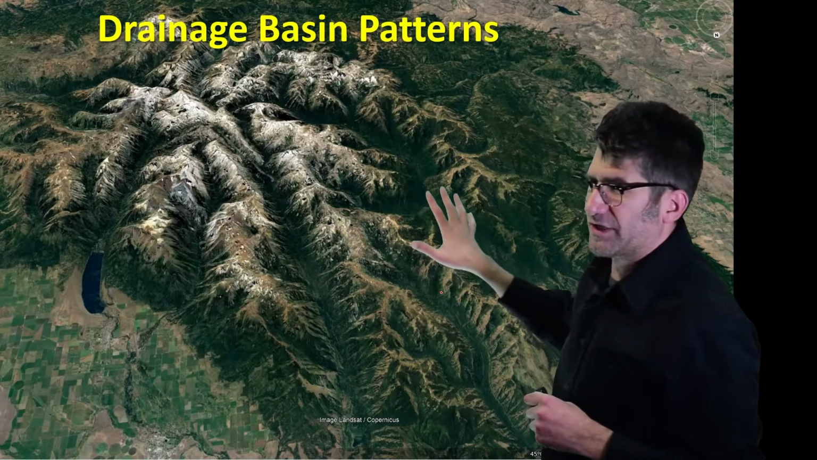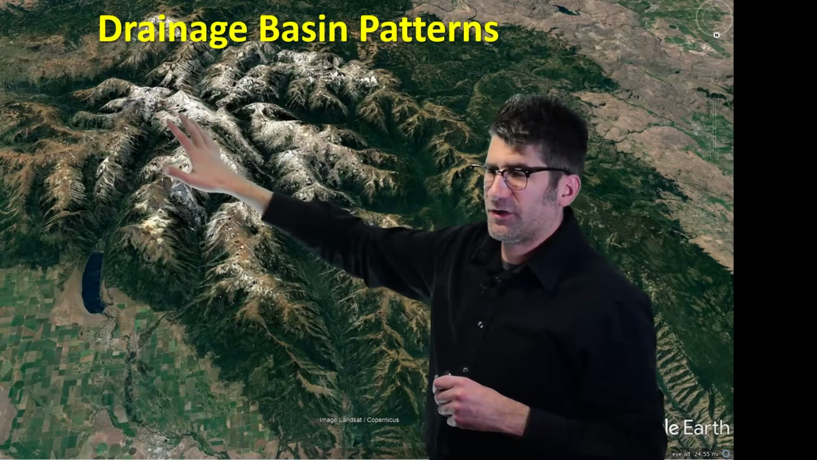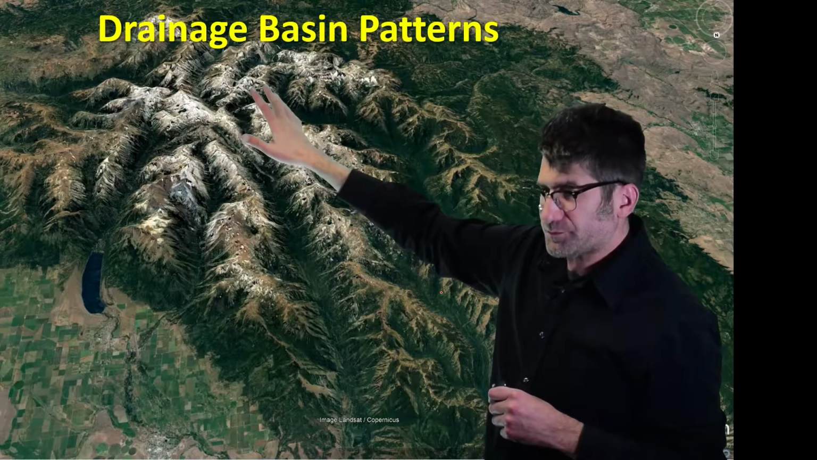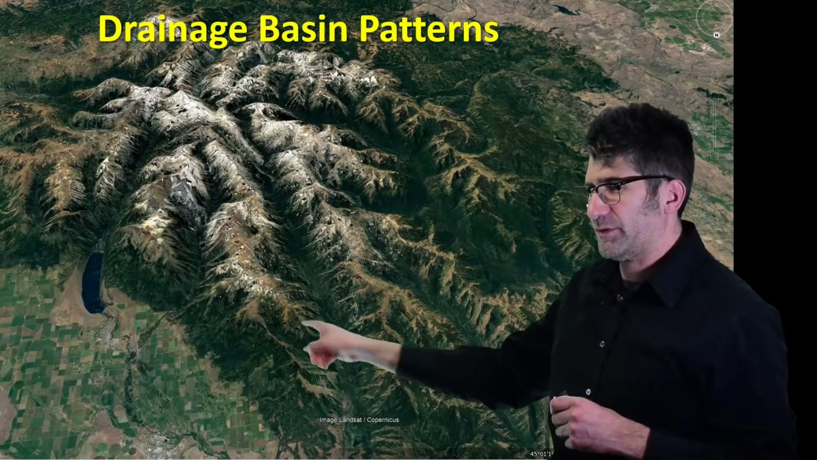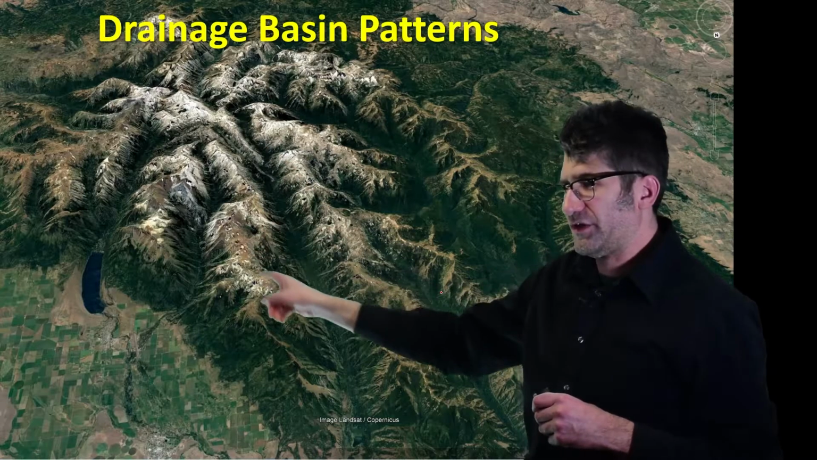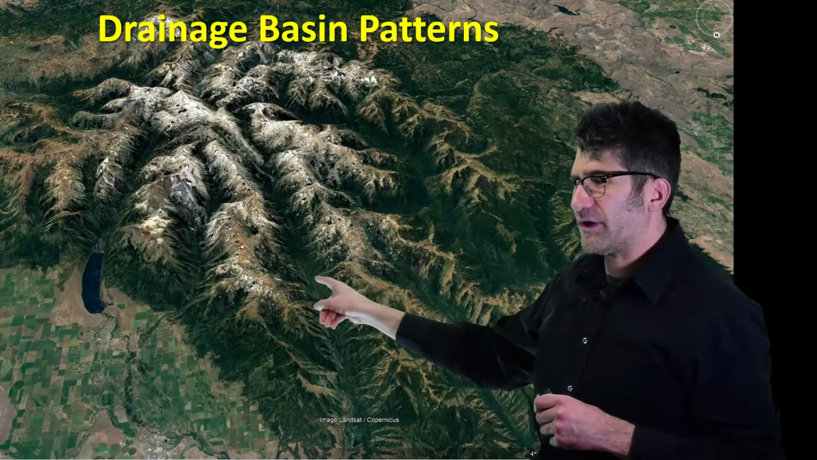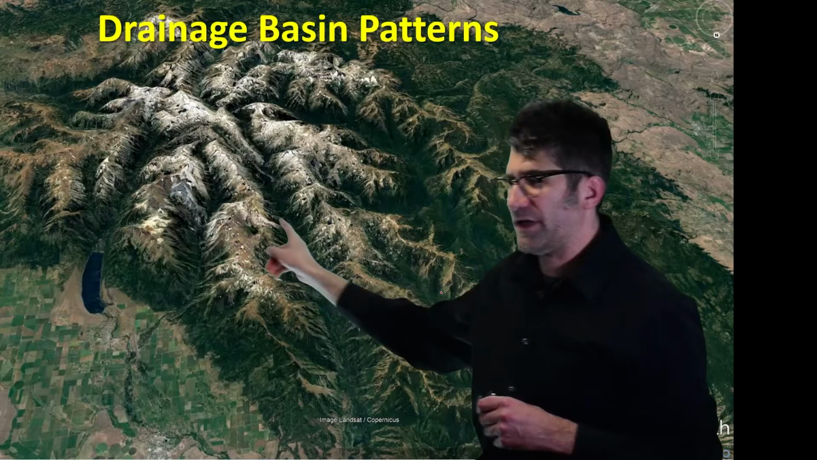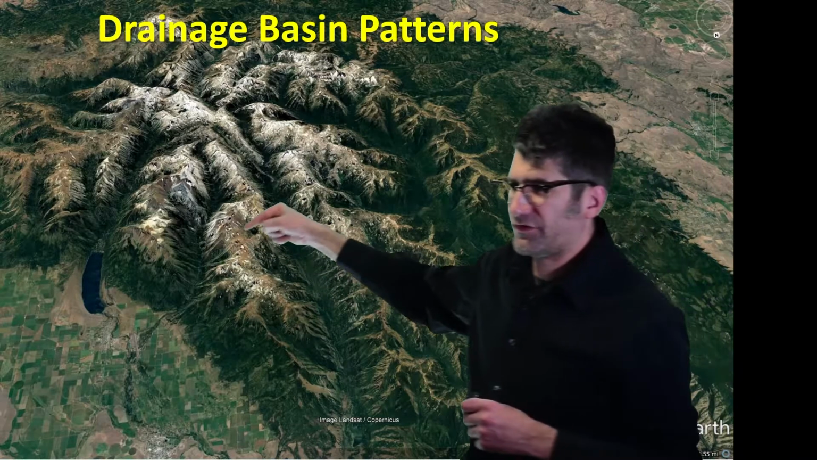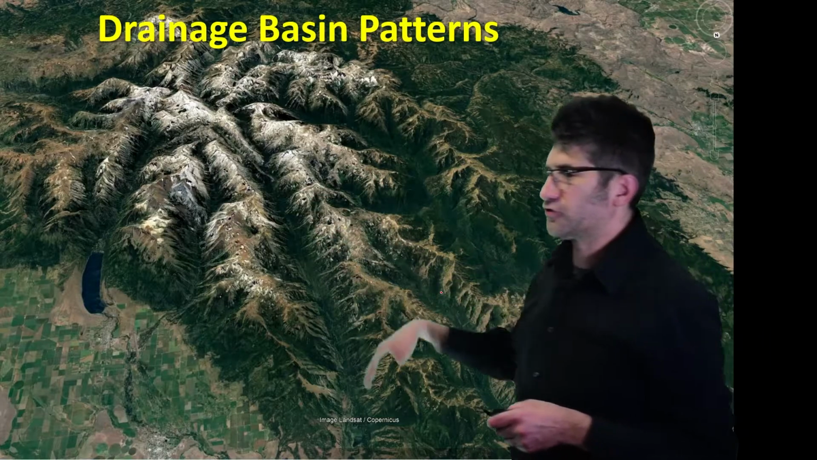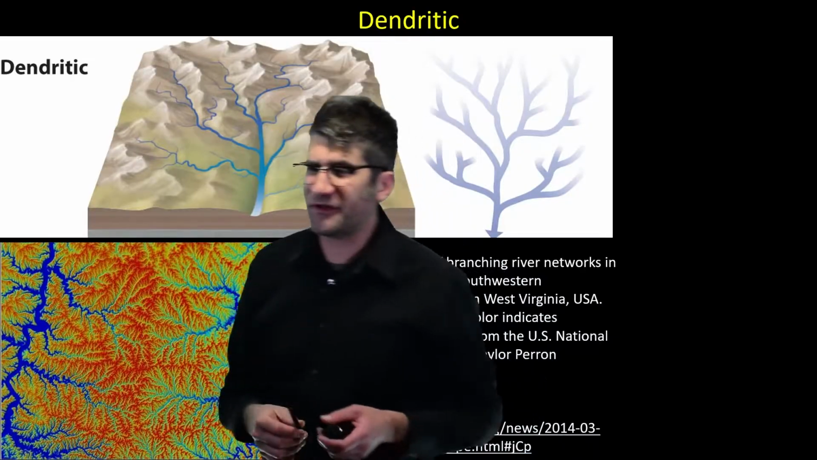So here we're looking at the Wallowas, the Wallowa Range in Oregon, and we have this main channel right here, this big long stream, the Lostine Creek. And then on the sides, we have smaller tributaries that all come in at basically right angles. Everyone see that here? So this would be a particular drainage pattern. So let's talk about the different types of patterns.